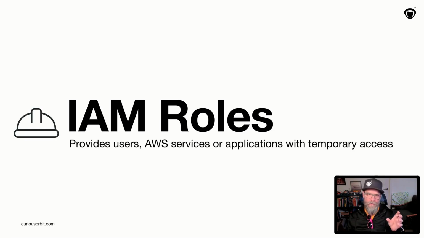A role is similar to a user in the sense that a role will provide somebody or something with access to your AWS environment. The big difference between a role and a user, though, is that roles do not provide permanent access. Instead, they allow us to provide users, workloads, and AWS services with temporary access. So what we do here is we allow somebody or something to assume a role.